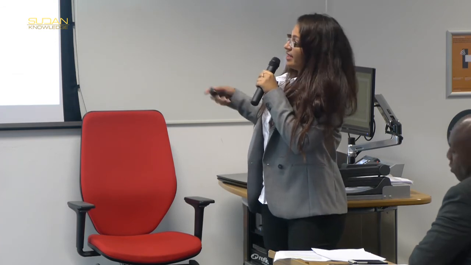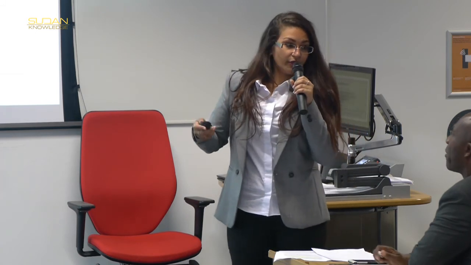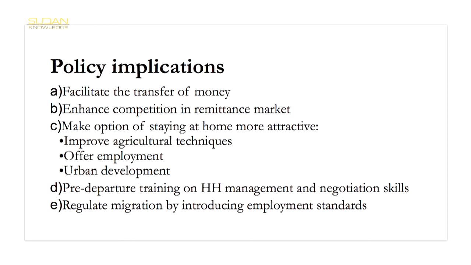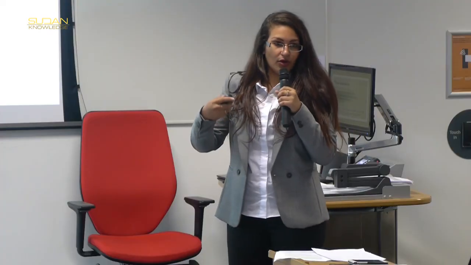And I'd also like to add that also by regulating the migration, by introducing employment standards, a lot of migrants tend to be exploited once they're abroad. We see a lot of human trafficking, as you mentioned. We see a lot of smuggling. And Ethiopian policymakers should be investing in the introduction of quite stringent employment standards to ensure that is not the case. Because it's normally the poorer households and poorer migrants that are exposed to those types of abuses.